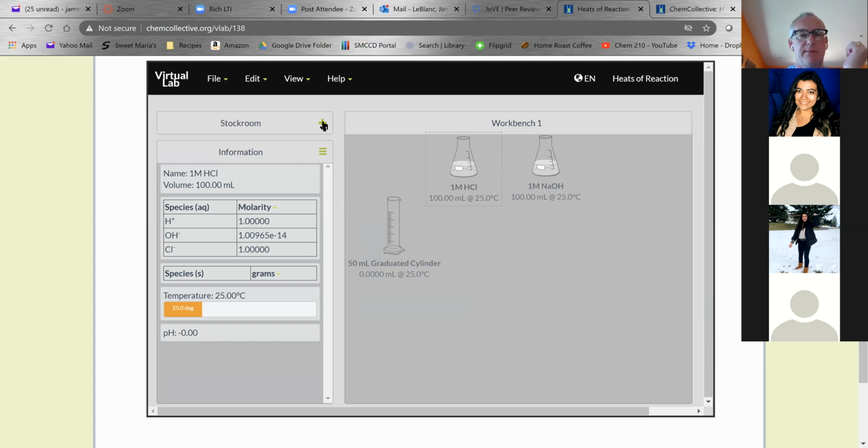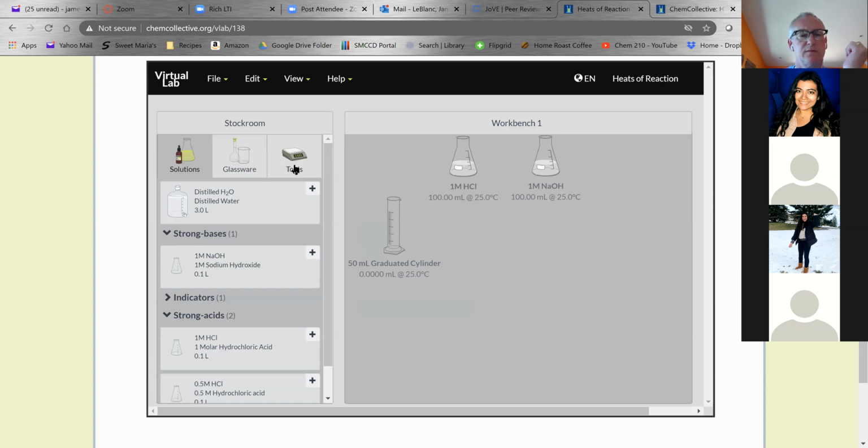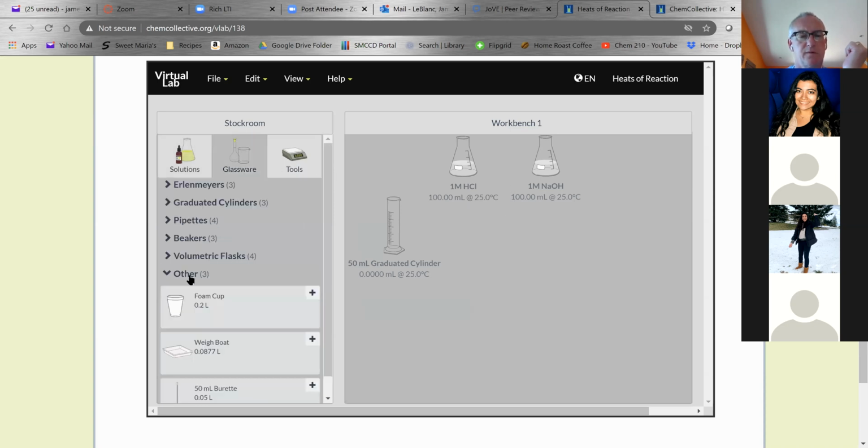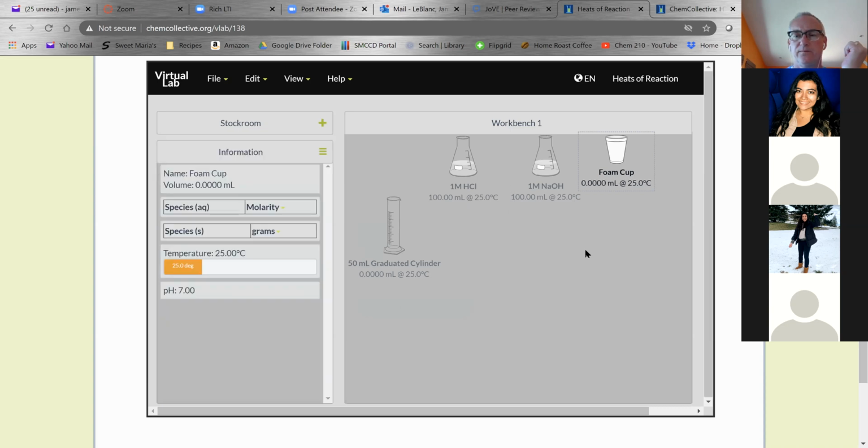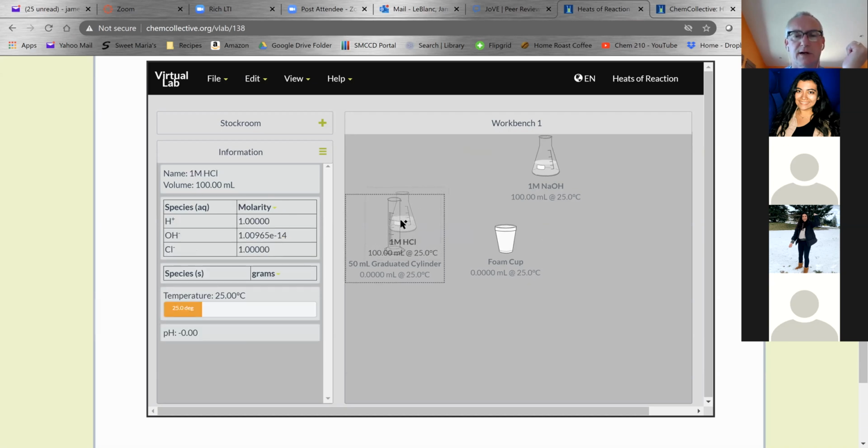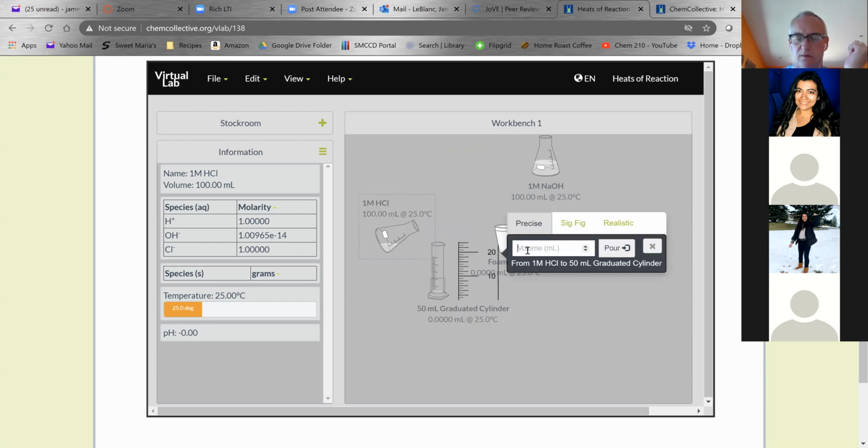Get my foam cup from the stock room, glassware. There's my foam cup. Okay. So this time I'll add equal volumes of acid and base. I think the recommendation is 25. I'm going to put 22.5 because I'm like that. So, 22.5.